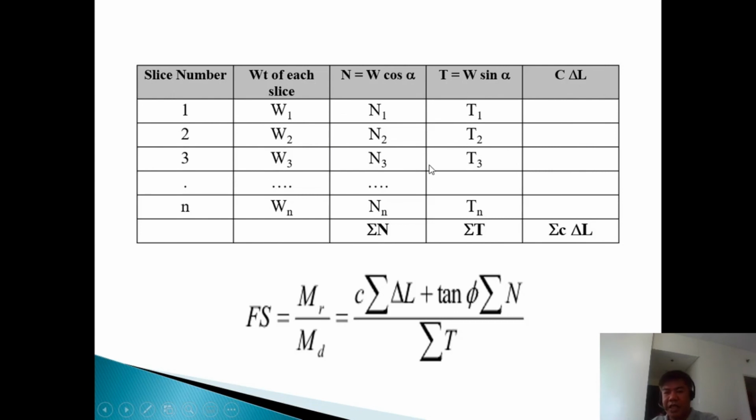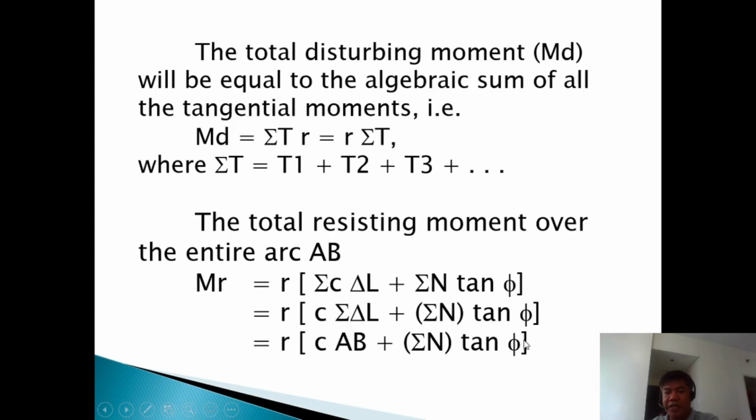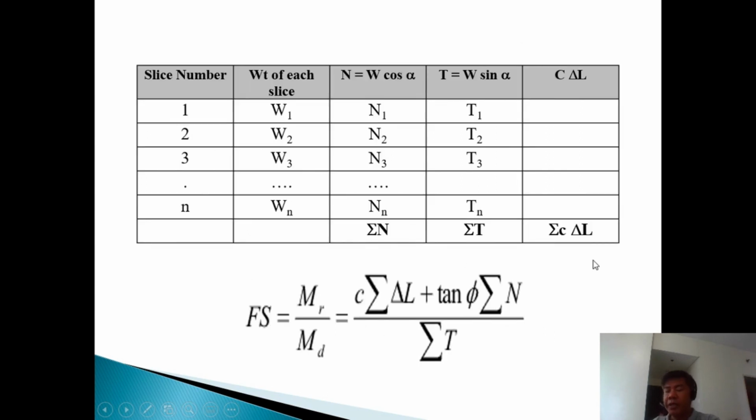But of course, this table, this final formula is similar to this. You just divide this one, but this one is more simple because it is already simplified using a tabulation table. So this is the summation of the cohesion times delta L. Take note that the sum of all the delta L is actually the arc AB. So it is this one. But you can have this one by one, the length of that arc, for slice one, slice two, three, and so on.